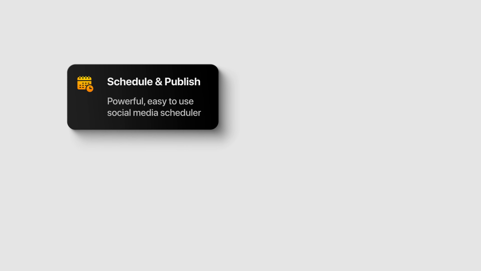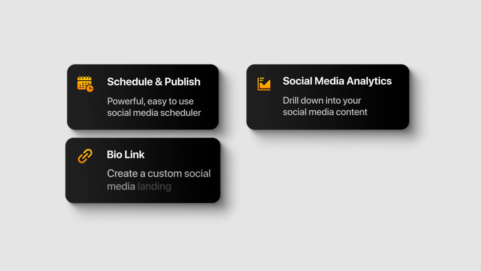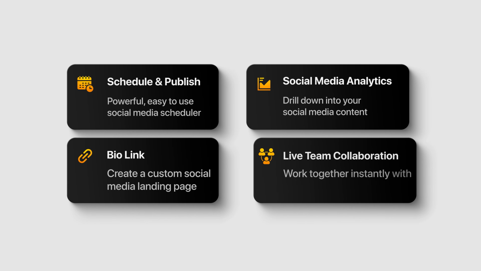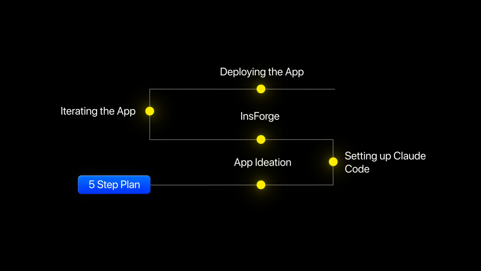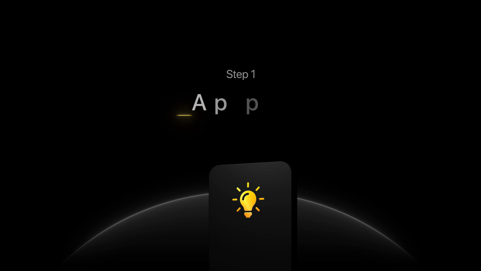Now, before we get into it, I want you to know that making an app like Pally is not easy. It has many advanced features like multi-platform scheduling, deep analytics, link in bio pages, and real-time team collaboration, and a lot more features. Now, building all of those things alone will take months of hard work, but I have a simple 5-step plan that makes the process of building such complex apps extremely simple. By the end of this video, you will learn exactly how to clone a complex app like Pally in under 30 minutes.